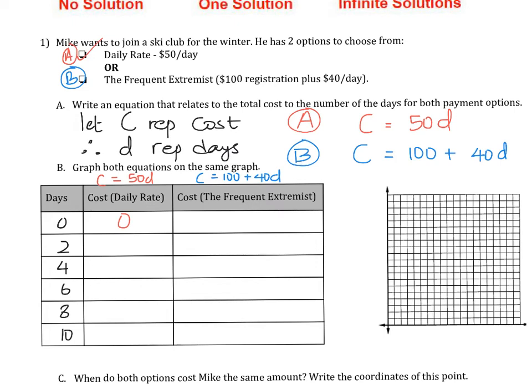For frequent extremist, cost would be $100 plus 40 times the number of days. So it will be 100 plus 40 times 0, which is going to be just 100. Okay, let me do one more for you.